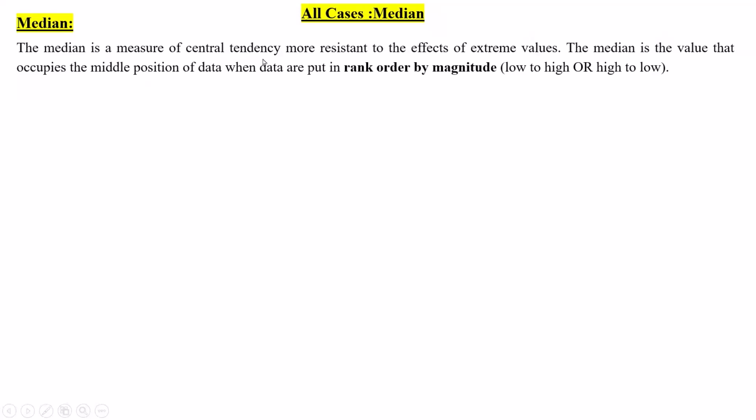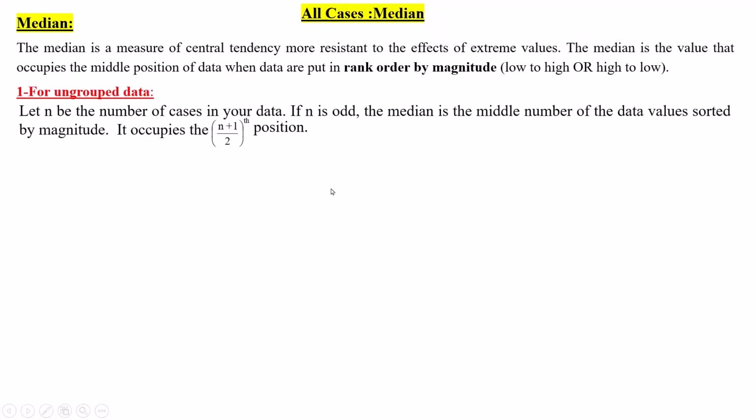Let's start. First, median is a measure of central tendency more resistant to the effect of extreme values. The median is the value that occupies the middle position of data when data are put in rank order by magnitude, low to high or high to low.